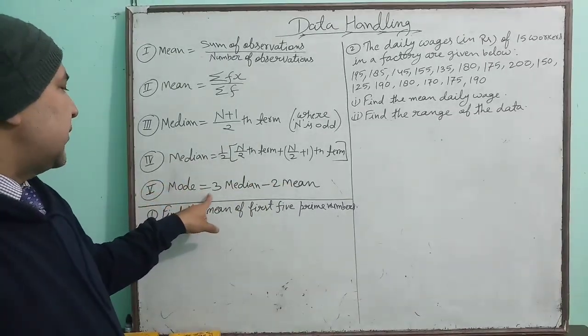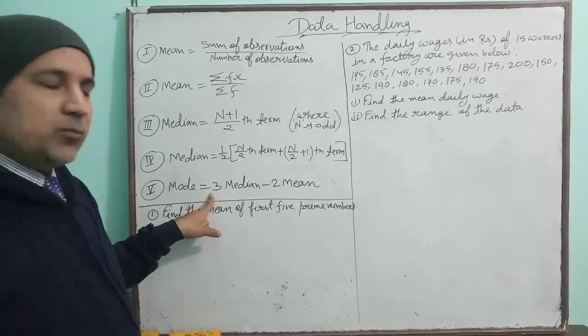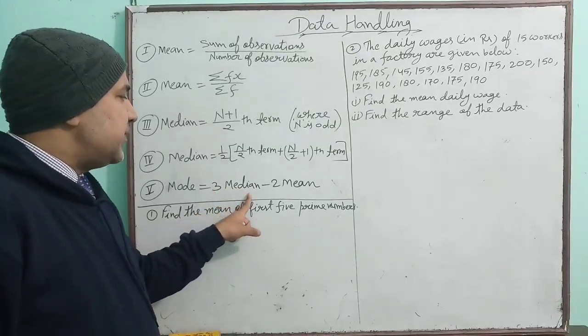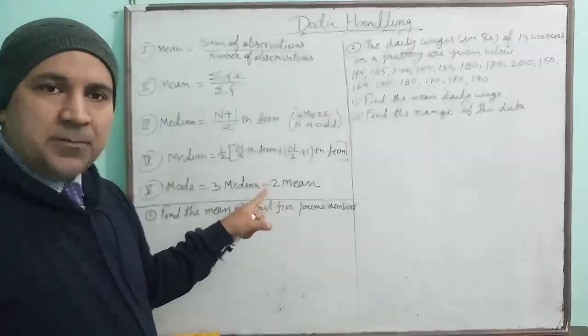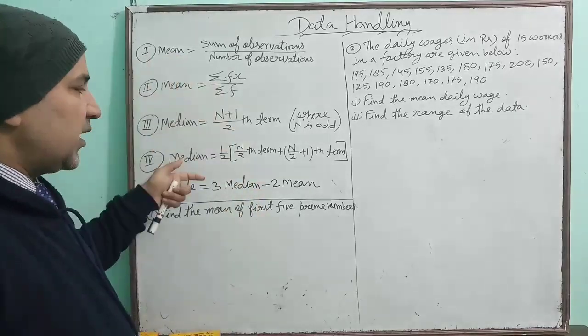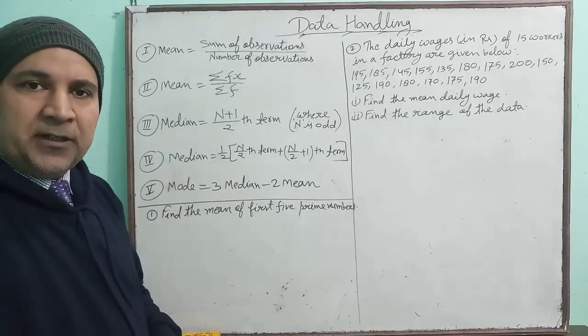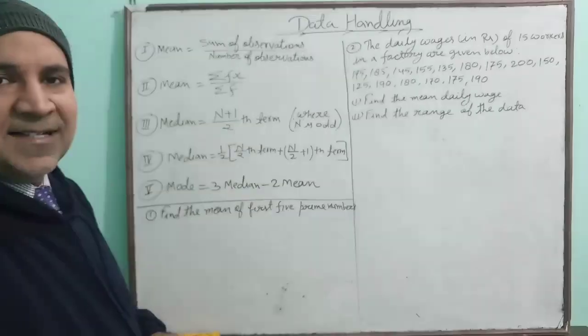The last one is for mode. Mode formula is 3 times median minus 2 times mean. So these formulas you will apply in this chapter. Now see one by one with the example.